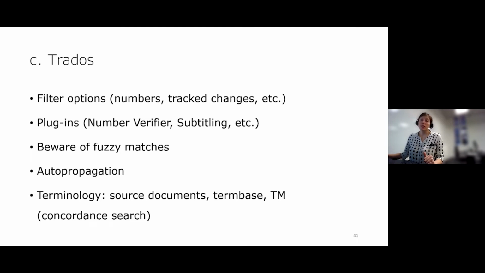Then we have terminology. Trotos has a couple of ways of helping you use the correct terminology. There's the term base, as well as the concordance search, which allows you to look up specific terms or phrases in the translation memory. But remember, source documentation is always the most important place to check for terms. If you notice a term that is translated differently in these different places, prioritize the translation in the source document, then the term base, and lastly the TM.